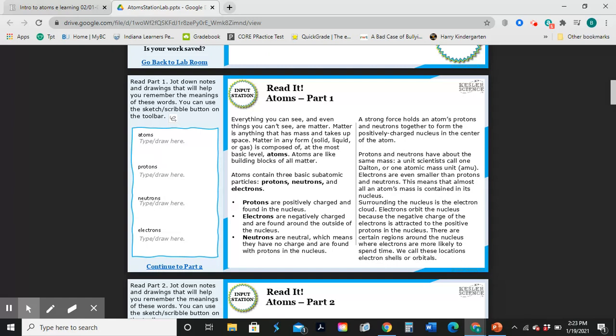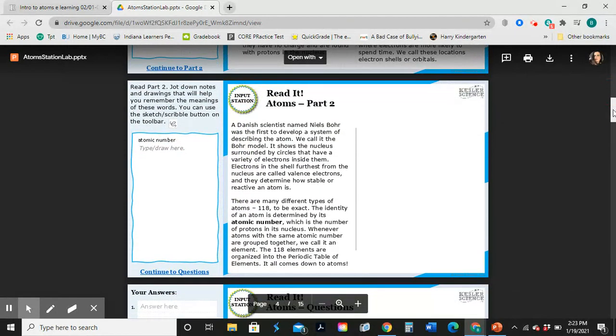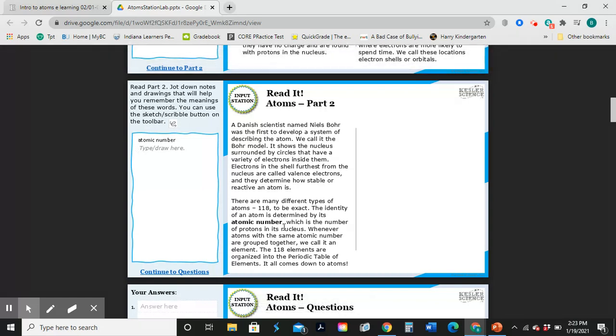Surrounding the nucleus is the electron cloud. Electrons orbit the nucleus because the negative charge of the electrons is attracted to the positive protons in the nucleus. There are certain regions around the nucleus where electrons are more likely to spend time. We call these locations electron shells or orbits. Now you're going to tell me, what is the atomic number based on what we're reading here?